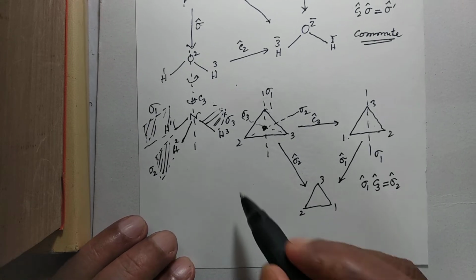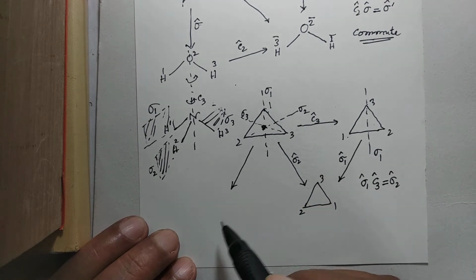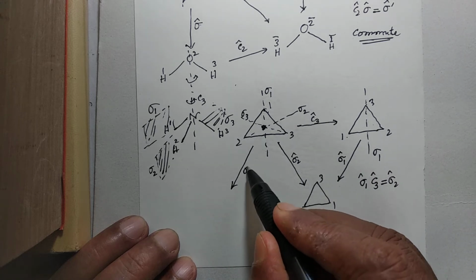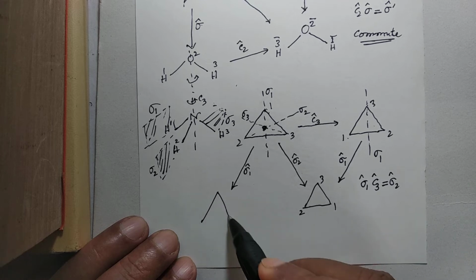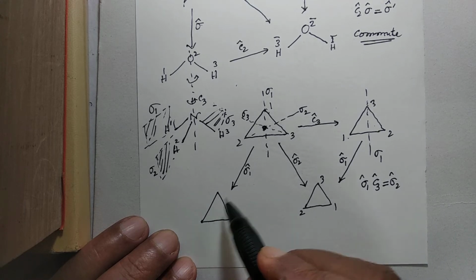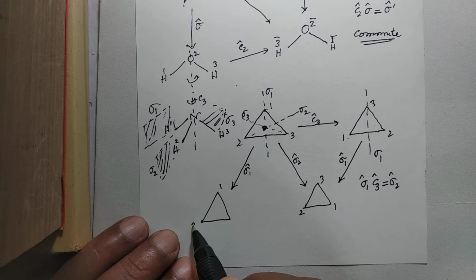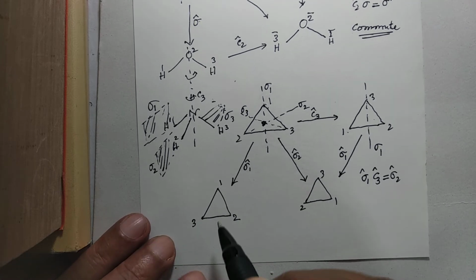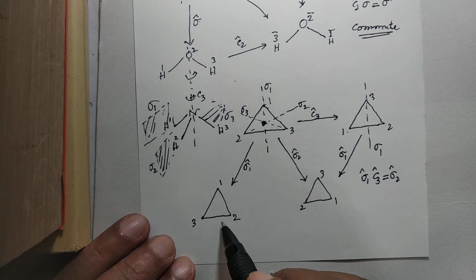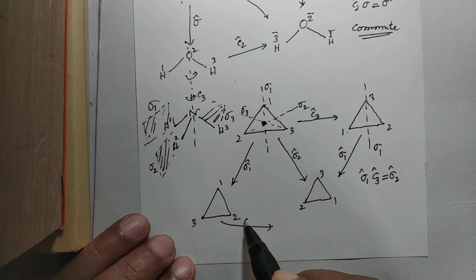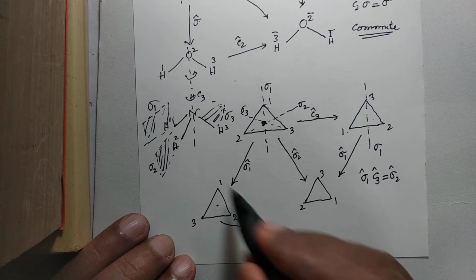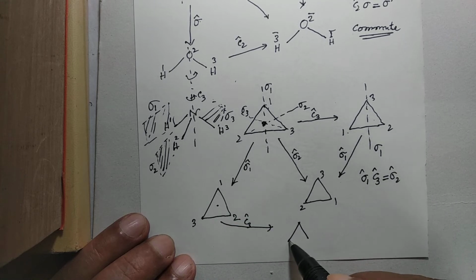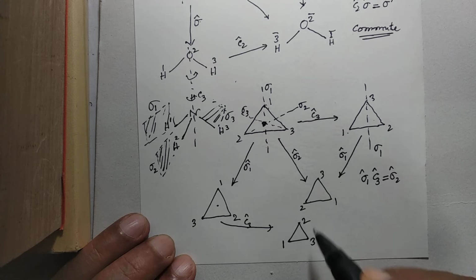Now do it in the reverse order. First sigma 1, what will happen? We'll get this: 1 will remain here, 3 comes here and 2 comes here. Now C3 rotation about this axis, we get 1 here, 3 here, and 2 here.